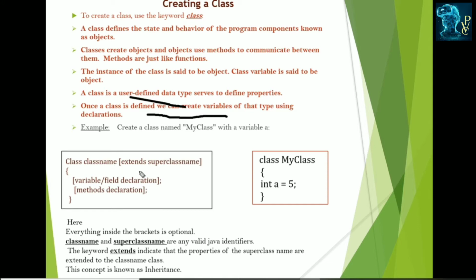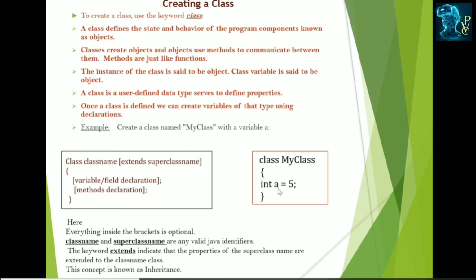The class name is the name of the class, and super class name is also an existing class name, which are valid identifiers. And the extends keyword is used to specify the property of inheritance, meaning the super class is extended to the class. When we are using extends, this concept is used in inheritance. For example, here is class MyClass, and it consists of only one variable, a equal to 5, of integer type.